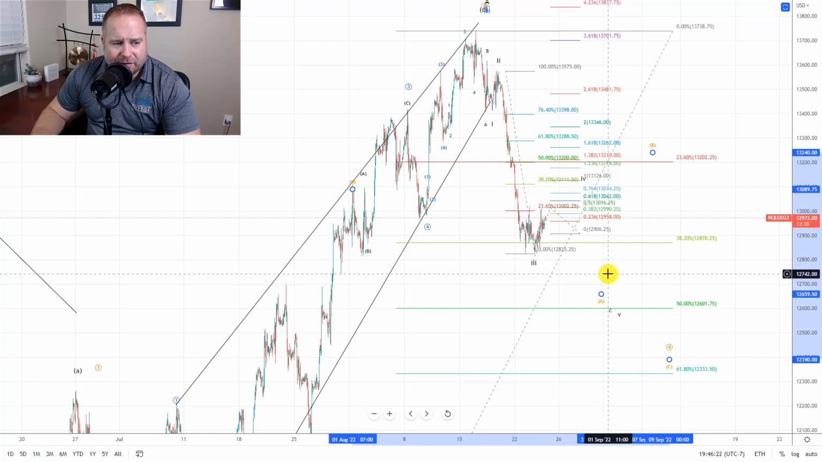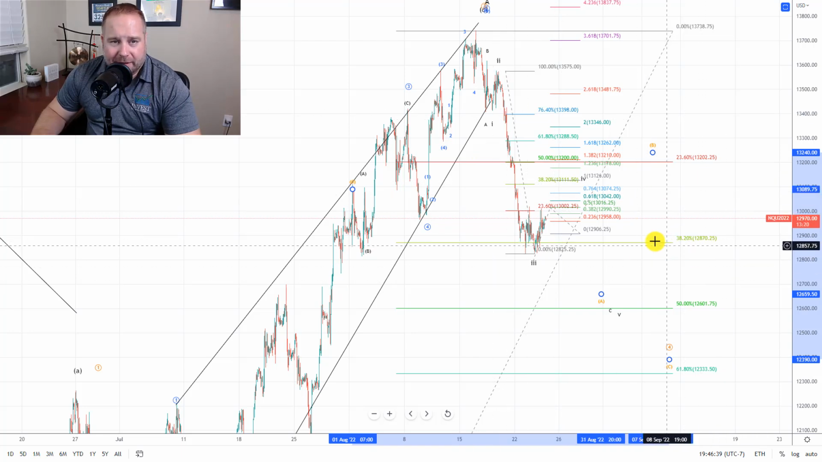And again, that could stop at the 12,750 area at this support level here, or drop all the way down to that 12,600 50% fib. So again, we're sitting on our hands as far as trading swing trades, because there are so many questions in this area about exactly where we're at in the count.